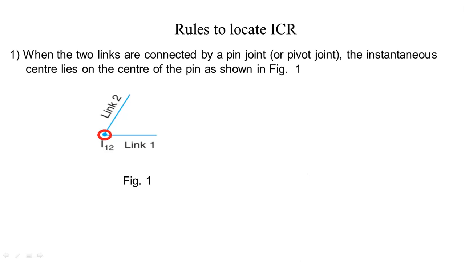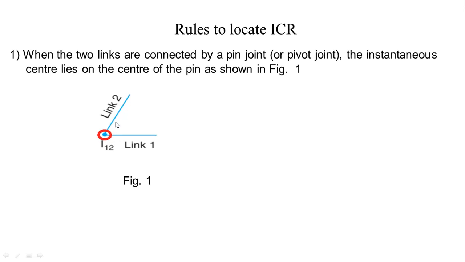Now the first one is when two links are connected by a pin joint. As shown in the figure, there is link number 1 and link number 2, and these links 1 and 2 are joined over here with the help of a pin joint. In this case the ICR of link number 1 and link number 2 is going to lie at the point of the joint itself.